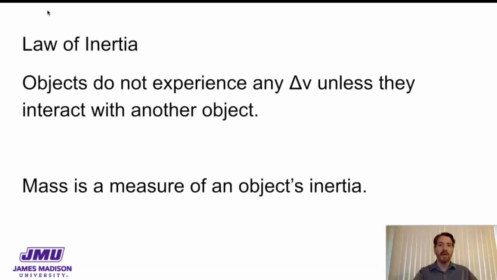I'd like to start by reminding you what the law of inertia is, which is that objects do not experience any delta V unless they interact with another object. And I said we're going to get into a little bit more detail about that in the future. But for now, what I want to point out is that means if an object is experiencing a delta V, it's interacting with another object.